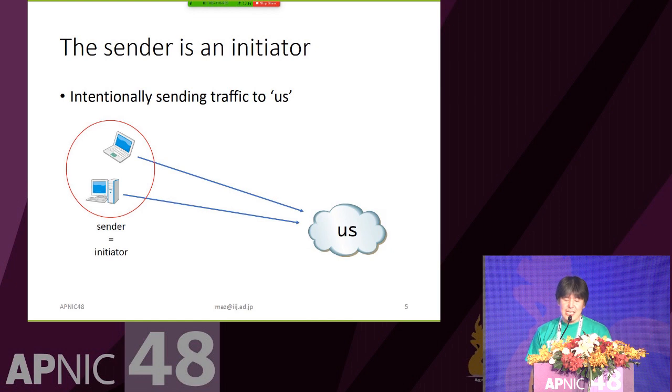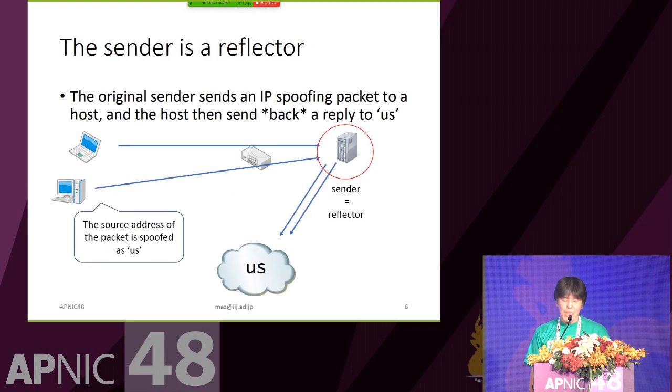So this is a model. The sender is an initiator of the packet. So they are intentionally sending traffic to us, like scanning, trying to access some port on the network here, or a reflector. So they are sending a bunch of packets toward the victim over there, like IP spoofed NTP traffic. Then the victim sends back the reply to the source of the packet. And as it's spoofed, we are receiving such reflection packets in our network.